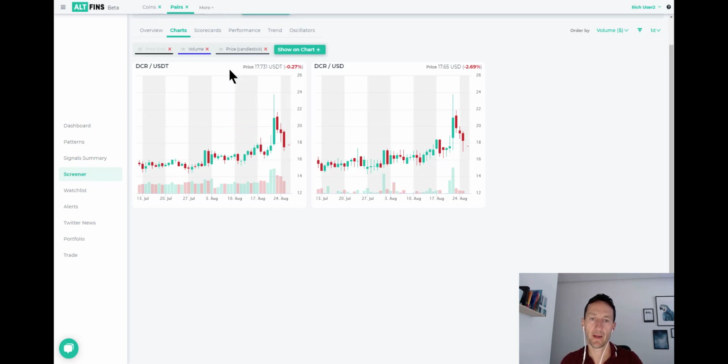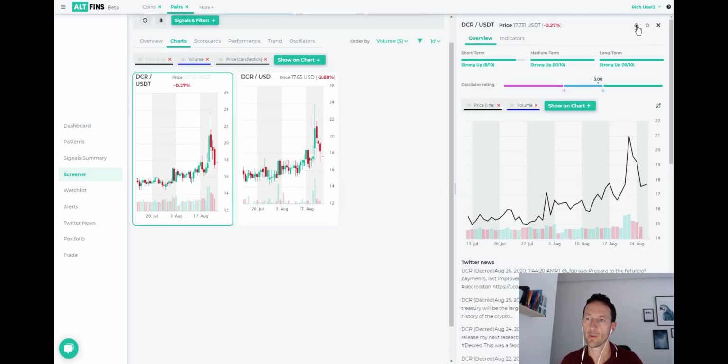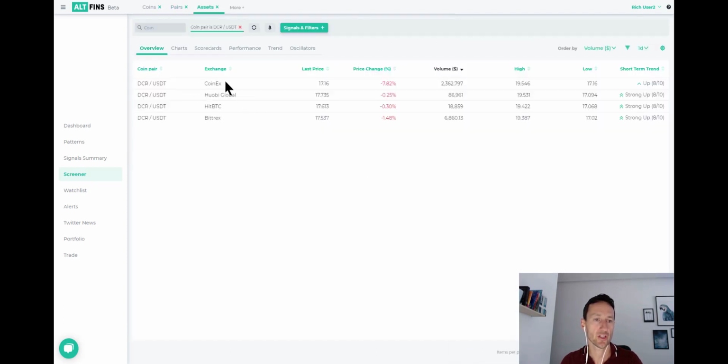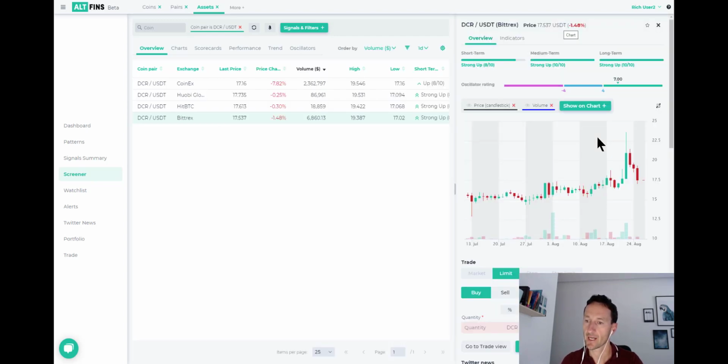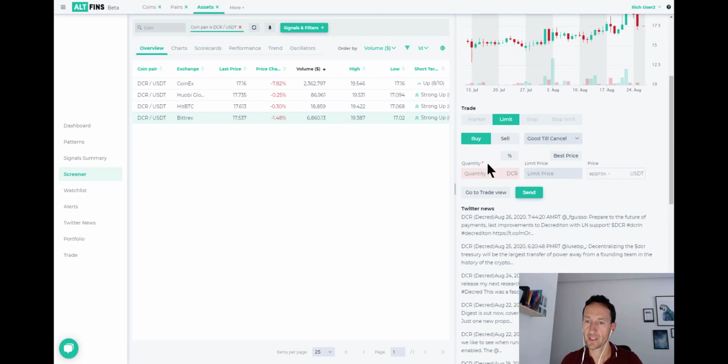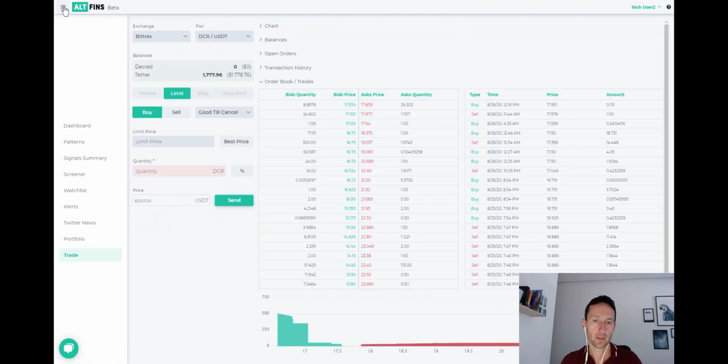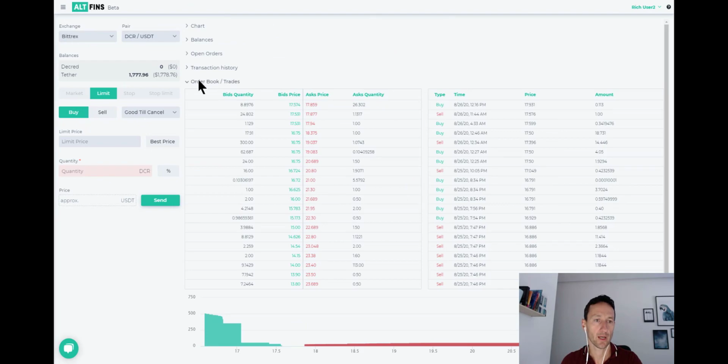Let's look at where this pair trades, which exchanges. I'll go ahead and drill in for this pair and see that this pair trades on 4 exchanges: CoinEx, Huobi, HitBTC, and Bittrex. I'll go ahead and trade it on Bittrex because that's one of the exchanges where I have an account. I could place the trade right here in this window, but I prefer to trade through the trade view, where I can also see the order book. Here we go. The order book comes up as well.